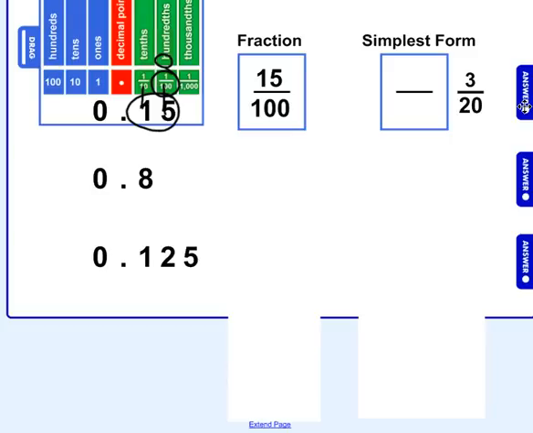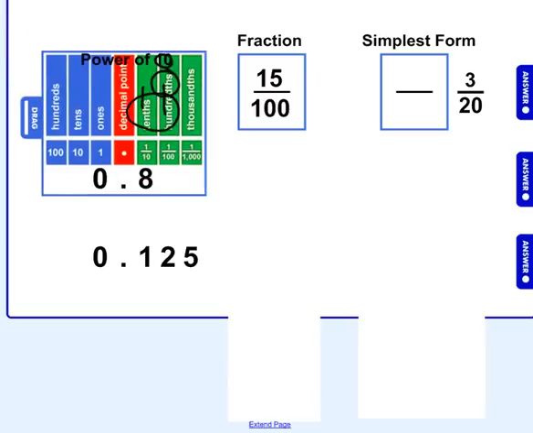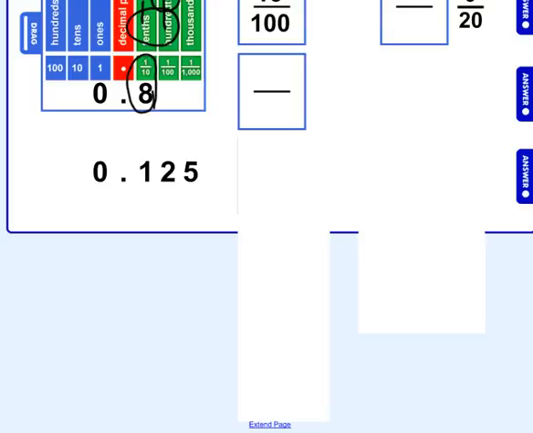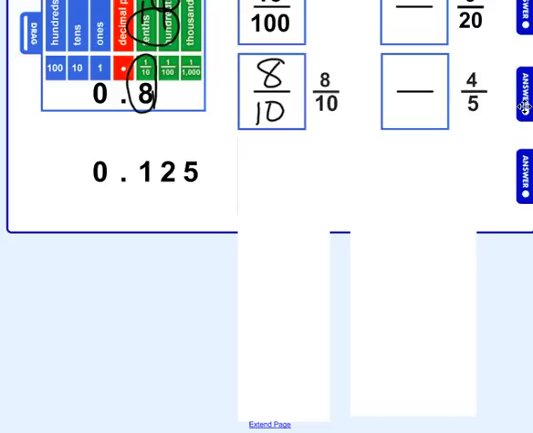Okay? Let's look at 8 tenths. So let's take our place value chart and put it over there. You can see the 8 falls in the tenths, and you can even hear it when you say 8 tenths. That 8 tenths would be written as 8 over 10. And then once again you want to simplify, and if you simplify 8 tenths, you're going to get 4 fifths.